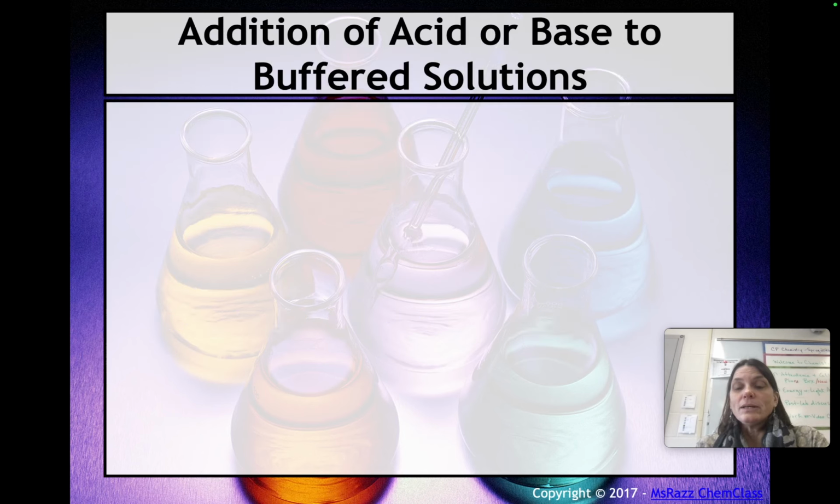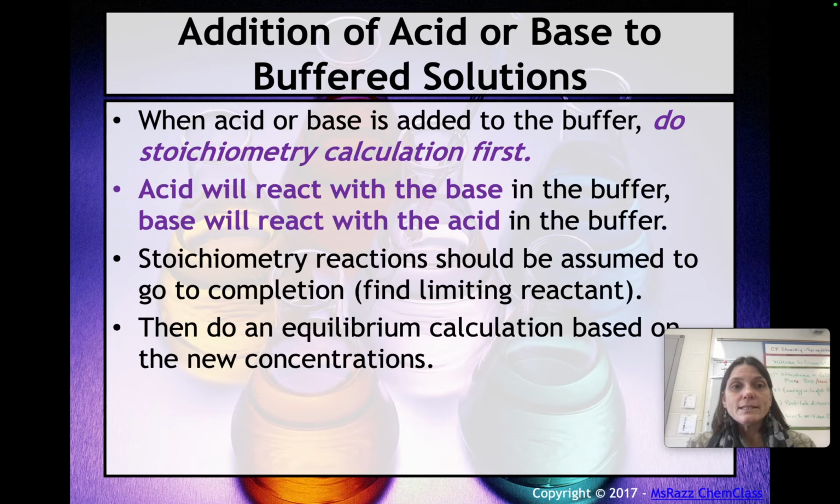Okay, now here's where it gets complicated. Okay, when we add an acid or base to our buffer system, it's going to change the amount of acid and conjugate base. Okay, so what happens is if you add an acid or base, we have to do two steps here, because we have to do a stoichiometry calculation first, because our strong acid or strong base is going to react in a one direction reaction with part of our buffer system.